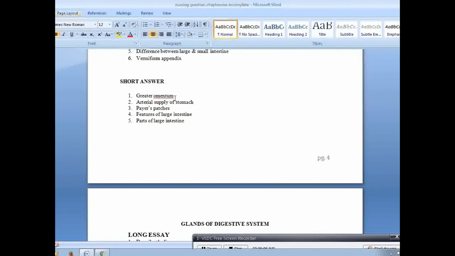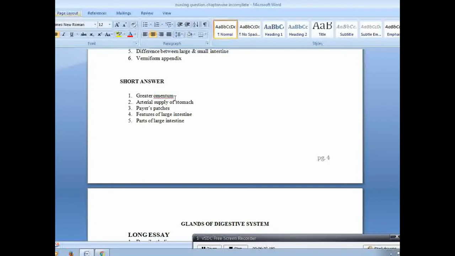It's a part of peritoneum which looks like an apron. It extends from the greater curvature of the stomach and descends down, forming an apron-like structure. It has 4 layers attached to the transverse colon. Mention about all those things.